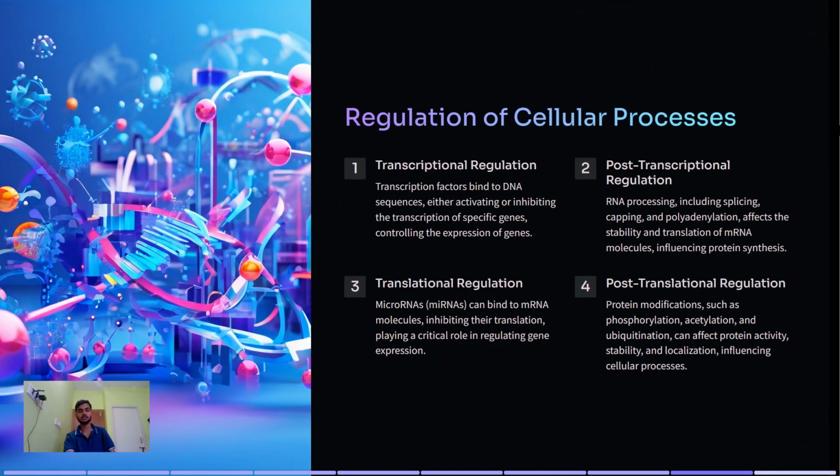Regulation of cellular processes. Transcriptional regulation: transcription factors bind to DNA sequences, either activating or inhibiting the transcription of specific genes, controlling the expression of genes. Post-transcription regulation: RNA processing includes splicing, capping, and polyadenylation, which affects the stability and translation of mRNA molecules, influencing protein synthesis. Translation regulation: microRNAs can bind to mRNA molecules, inhibiting their translation, playing a critical role in regulating gene expression.